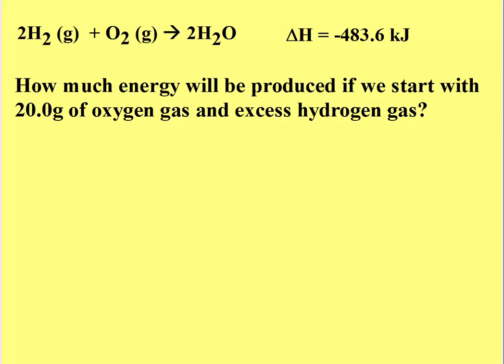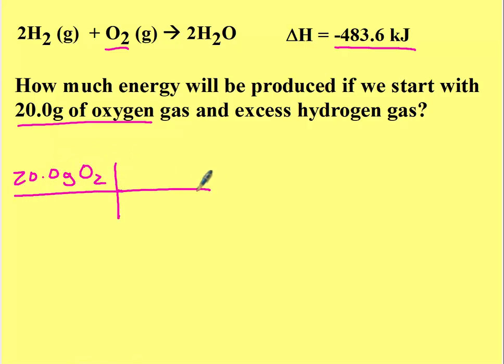So on this problem, we have that same balanced equation, but we want to know how much energy will be produced if we have 20 grams of oxygen gas and excess hydrogen. This is very similar to a stoichiometric problem, but instead of a mole to mole ratio, we can have a mole to energy ratio. So step 1 is, if they give you grams, you need to convert it to moles. Once we get it to moles, then we can do our mole to energy ratio.